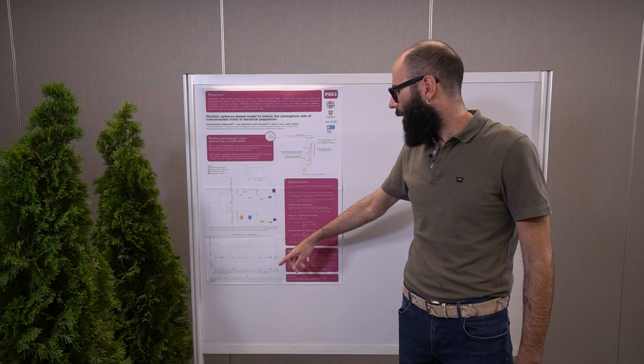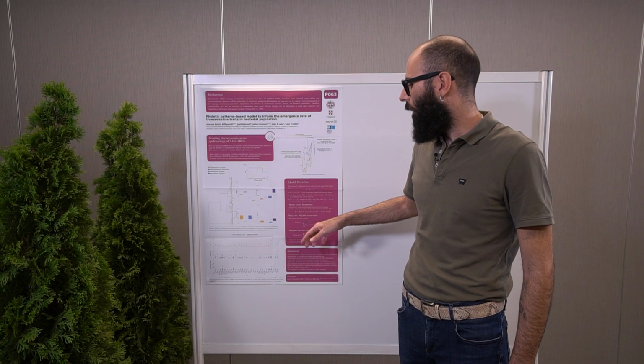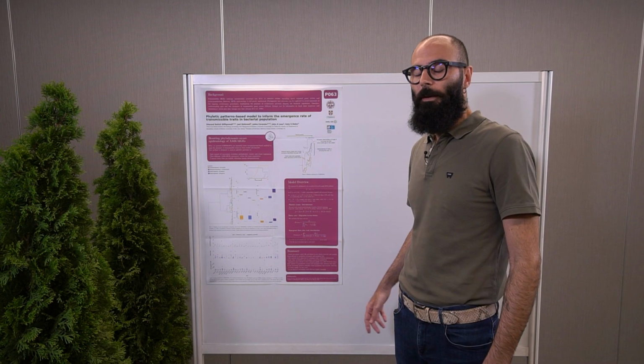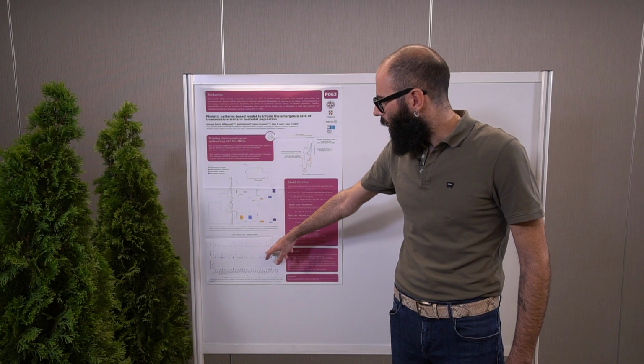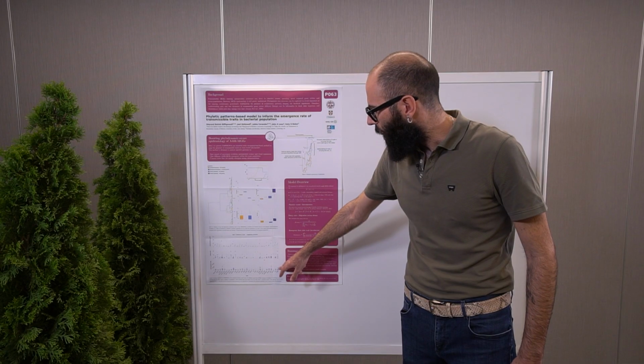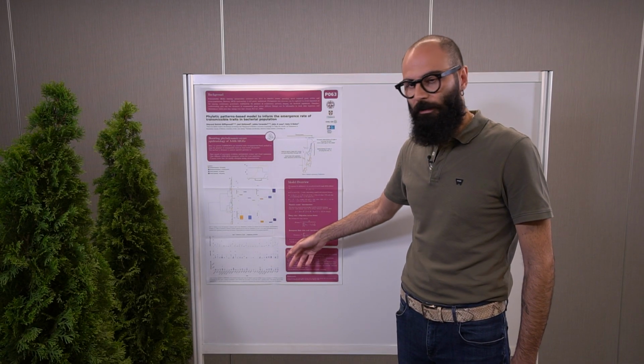And finally, we tested our method also on a comprehensive data set of about 3,700 genomes retrieved from the UKHSA collection of Shigella sonnei pathogen. In this framework, we can see, starting from the top, the number of phyletic events for each gene that were predicted using AMRFinderPlus. And then we calculated the entry rate and the emergence rate, so all three indexes.